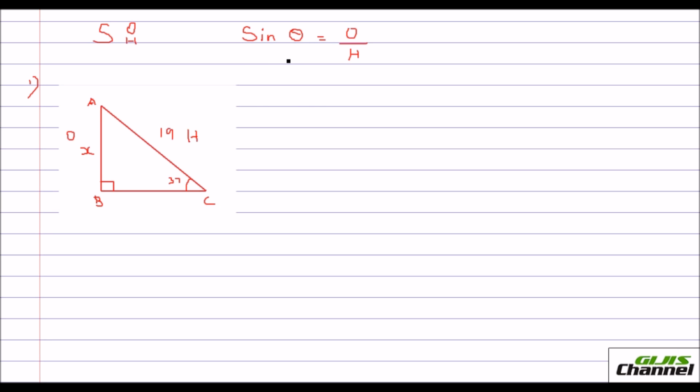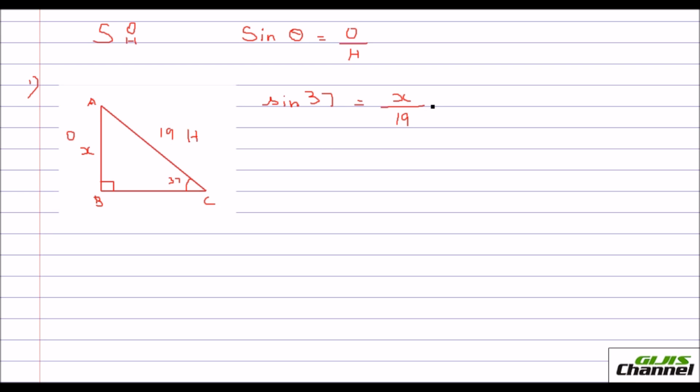Let me use the ratio. You already know sine theta is opposite over hypotenuse. Here I know the angle measure, so I can say that sine 37 is equal to the opposite side. We don't know what it is, so it is an unknown side, which I just take as x, and the hypotenuse is 19. Did you get that?